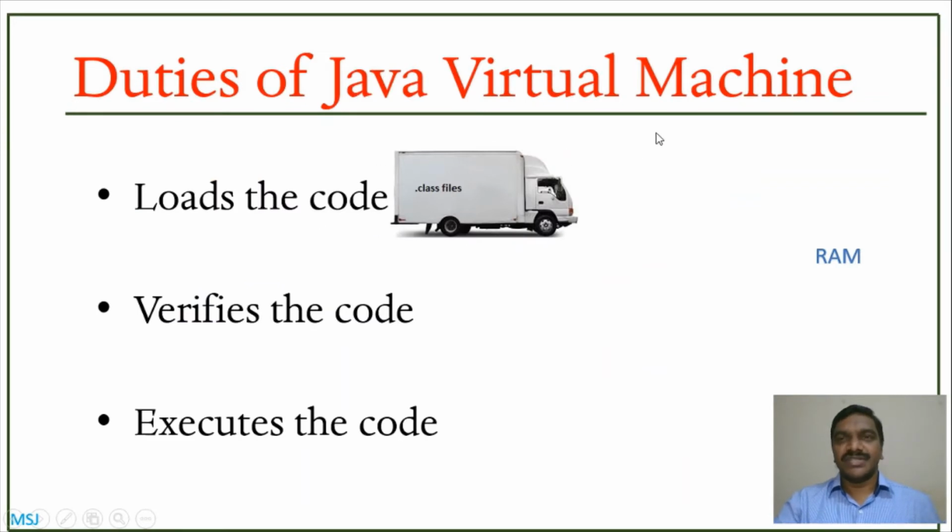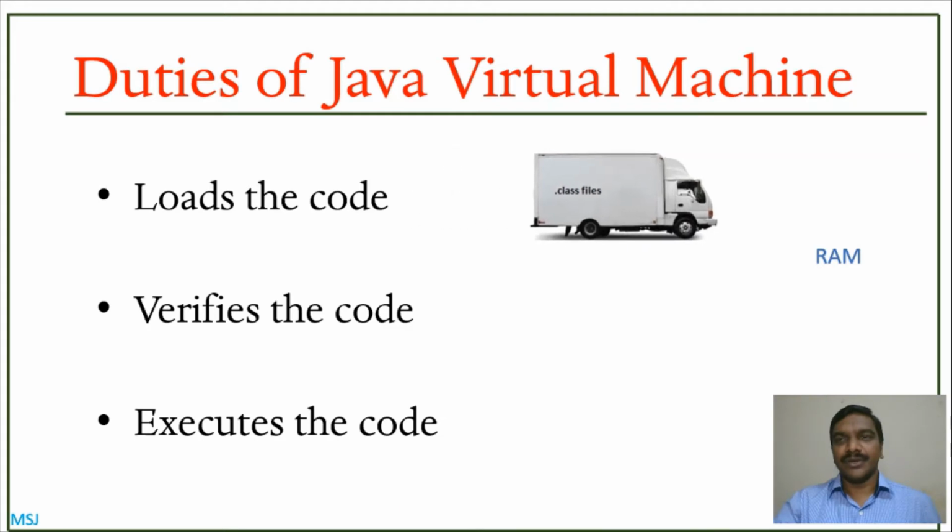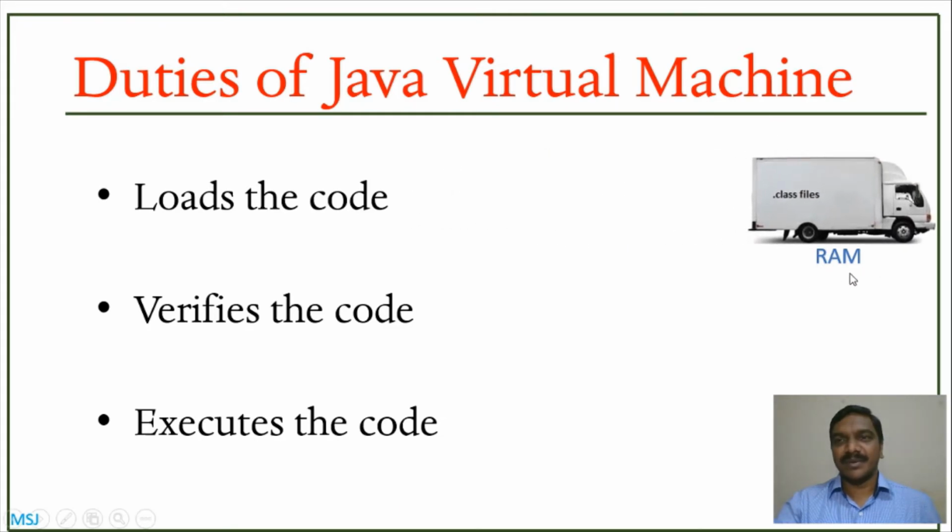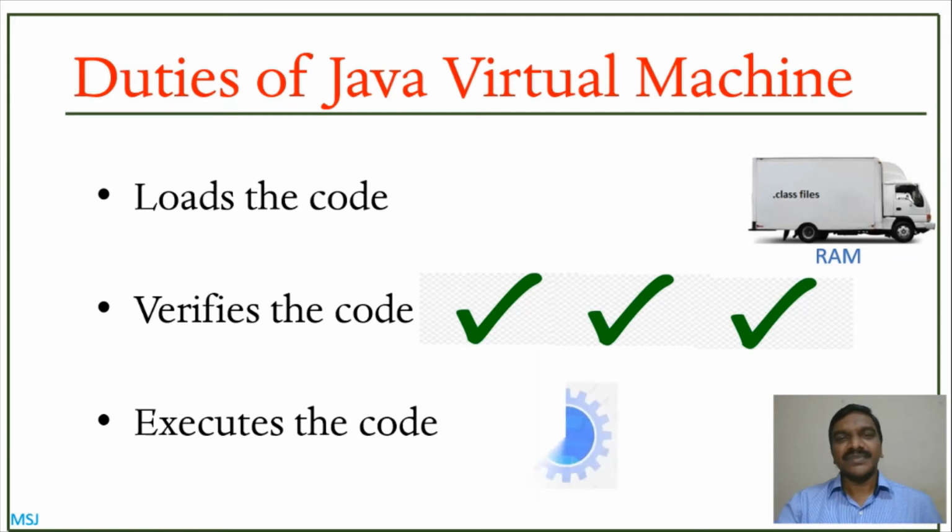Now, what are the duties of JVM? So these three are the important duties of JVM. Our .class file is actually loaded into the RAM. We know RAM means the random access memory. Then it verifies the code, whether it is following the standards or not. After verification, it starts executing the code. So these are the three important duties of Java virtual machine.